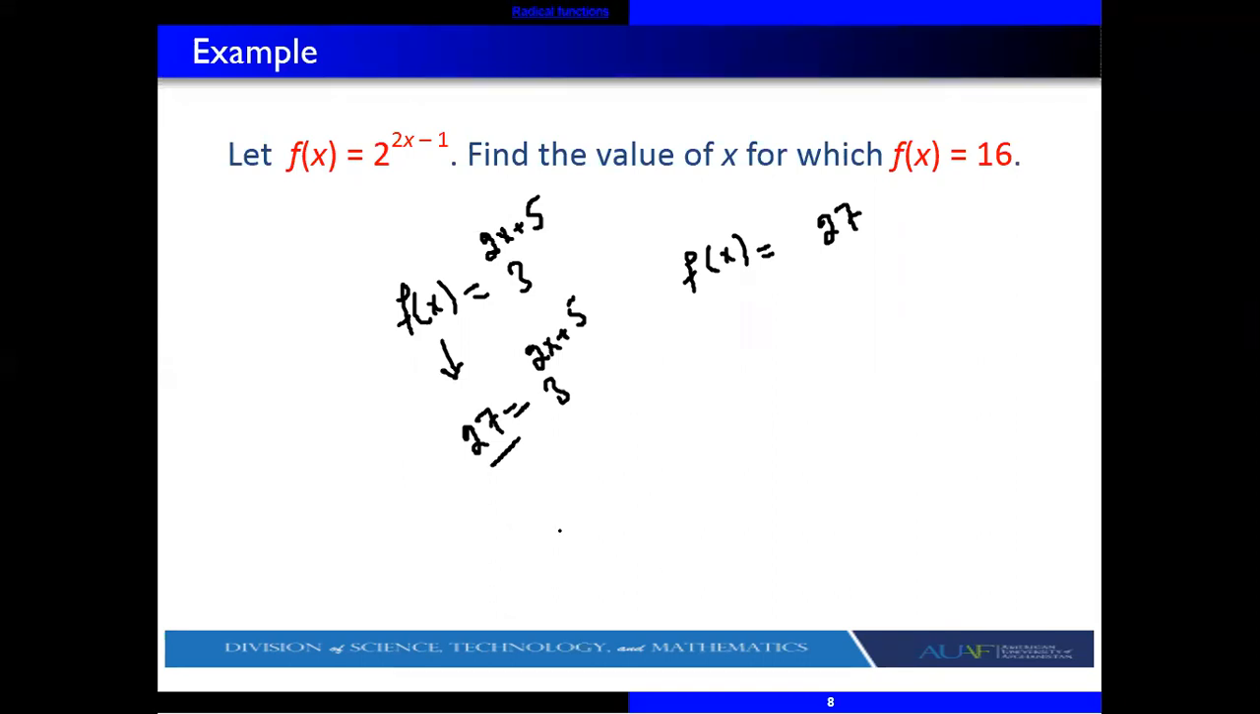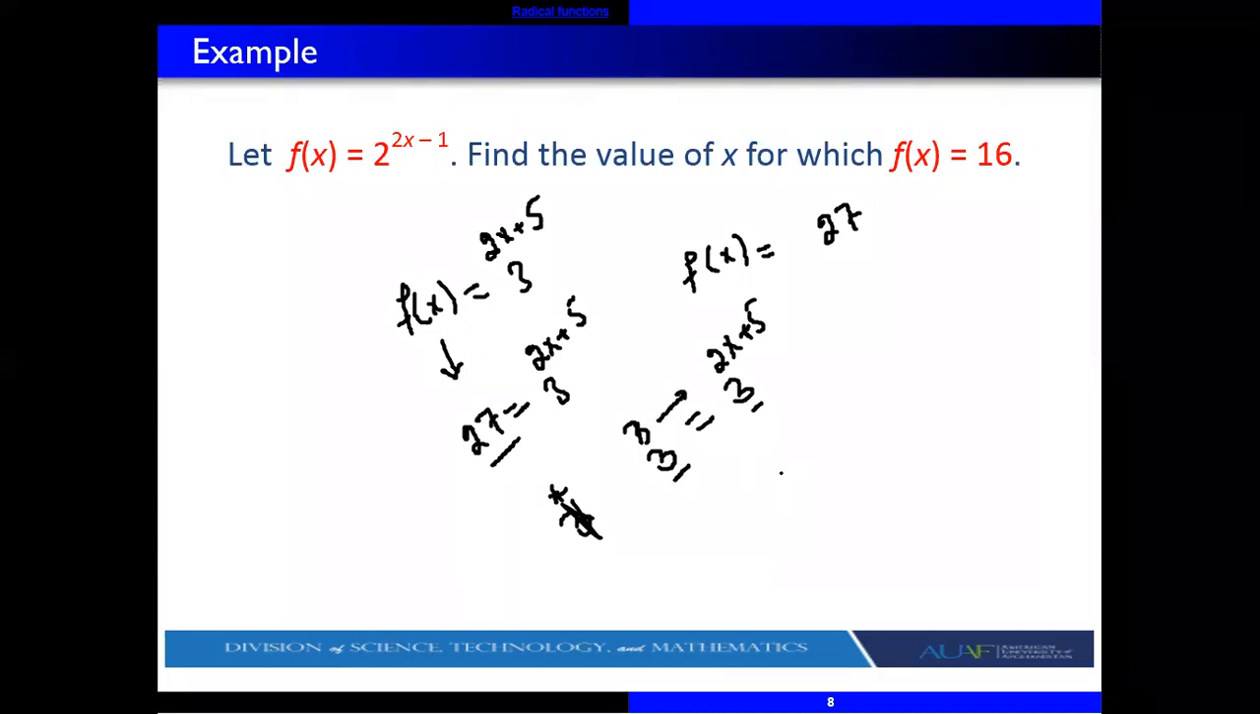we can write this 27 at the base of 3, like we can write 27 as 3 power 3. So 3 power 3 equals 3 power 2x plus 5. Now bases are the same. 3 power 3 means 27. Bases are the same, so compare their powers: 3 on one side, and we have 2x plus 5 on the other side.